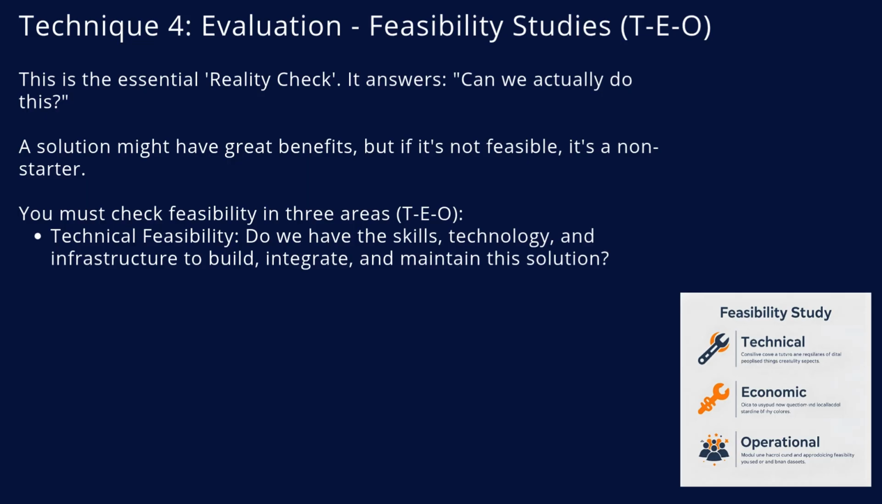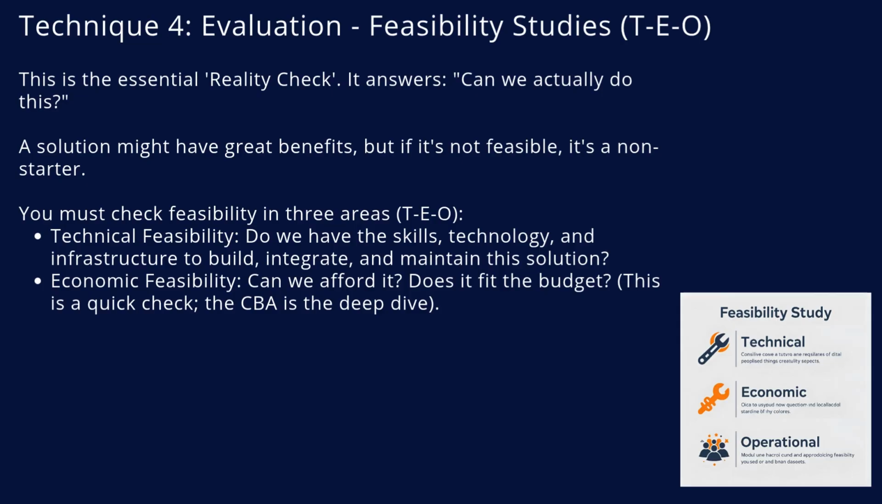First, technical feasibility. Do we have the right skills on our team to build this? Do we have the right servers, infrastructure, and technology? Is it compatible with our existing systems? Second, economic feasibility. This is the quick go, no-go. Can we afford it? Does it fit the budget we have right now? If the solution costs £1 million and you have a £10,000 budget, the idea stops here.